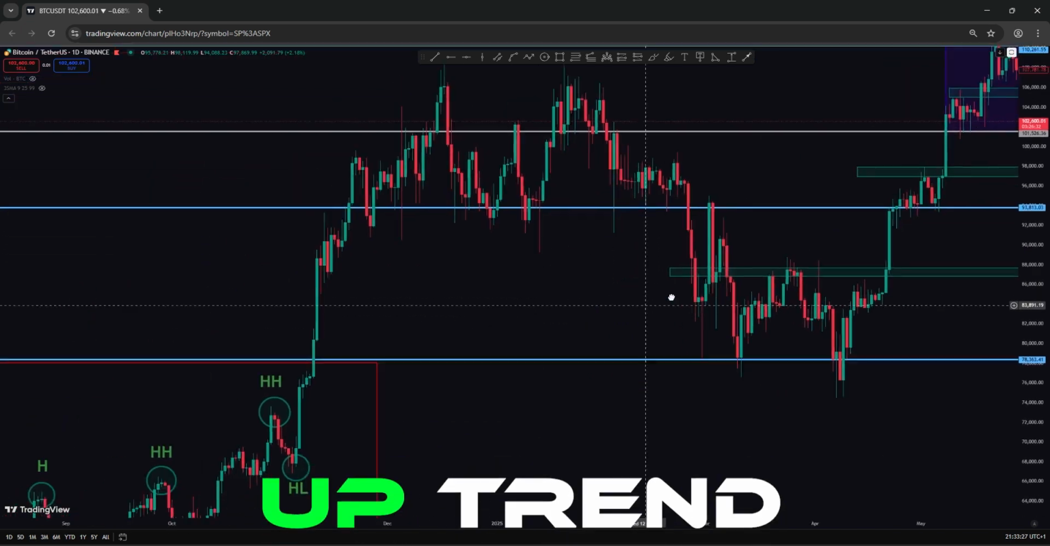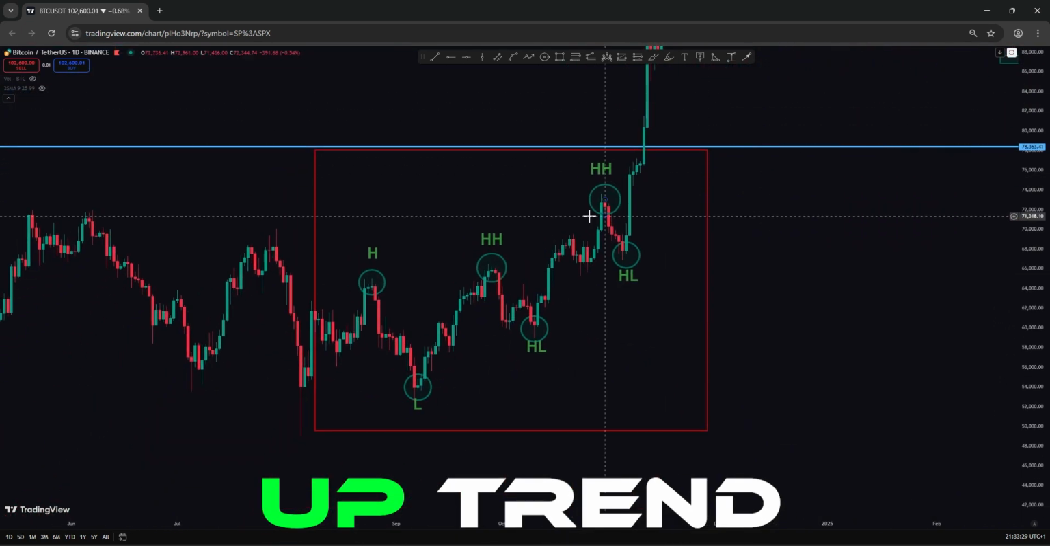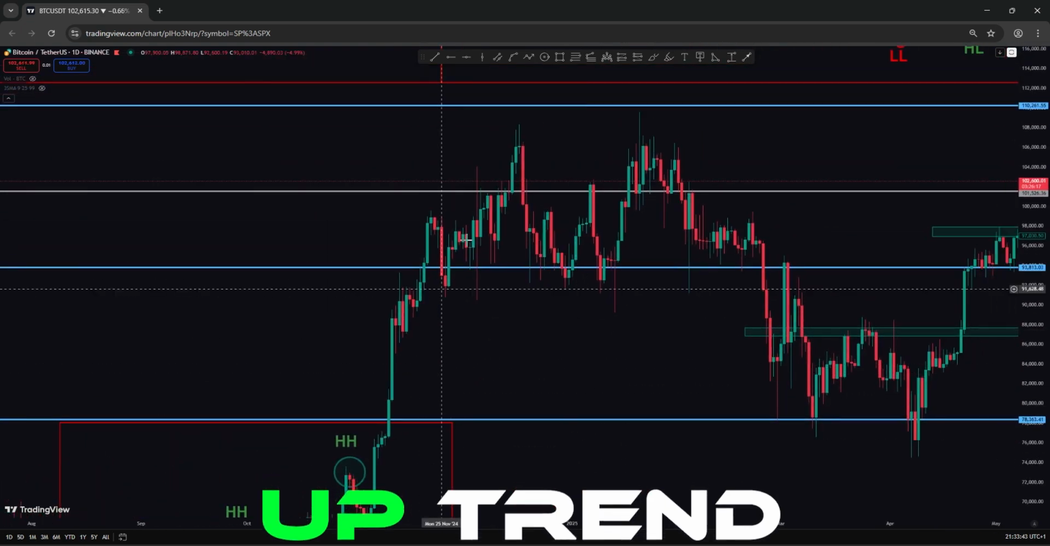First trend, bullish trend, uptrend. In an uptrend, we expect to see higher highs, HH, and higher lows, HL. For example, this is a high, this is a low, then a higher high, then a higher low, again a higher high, and a higher low. And this pattern continues. That's a bullish trend.